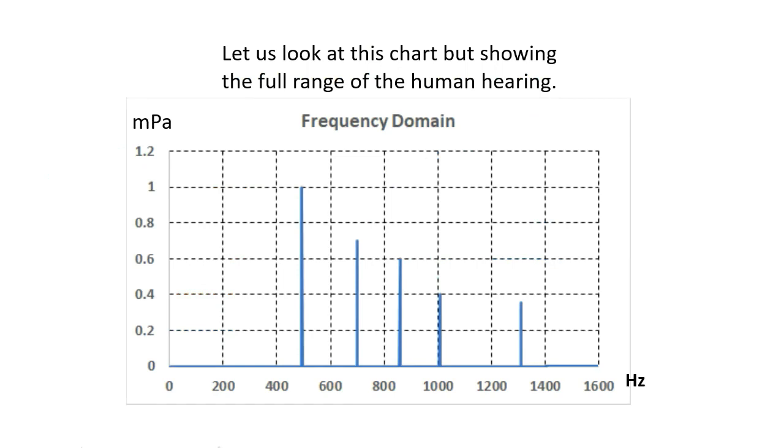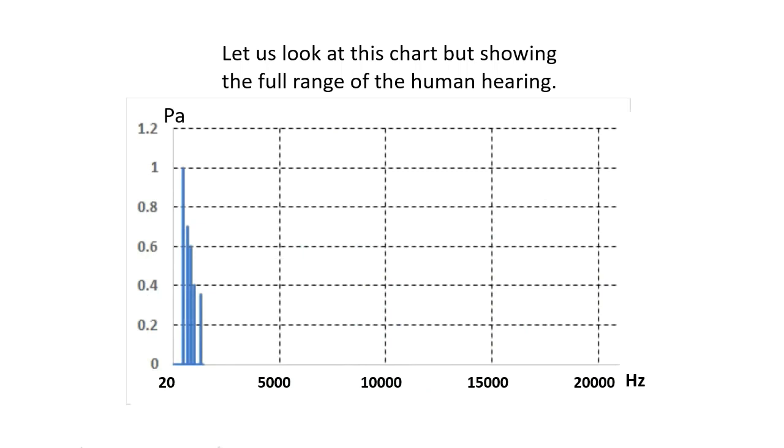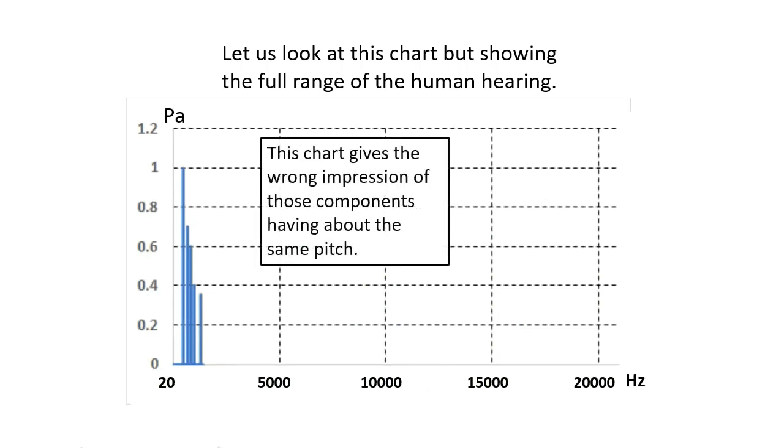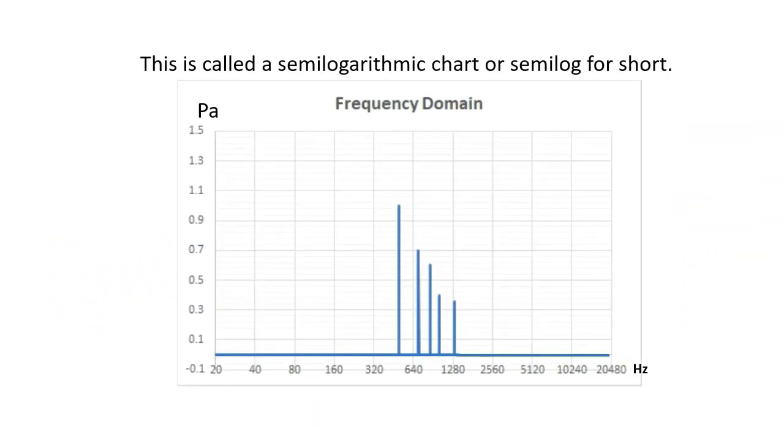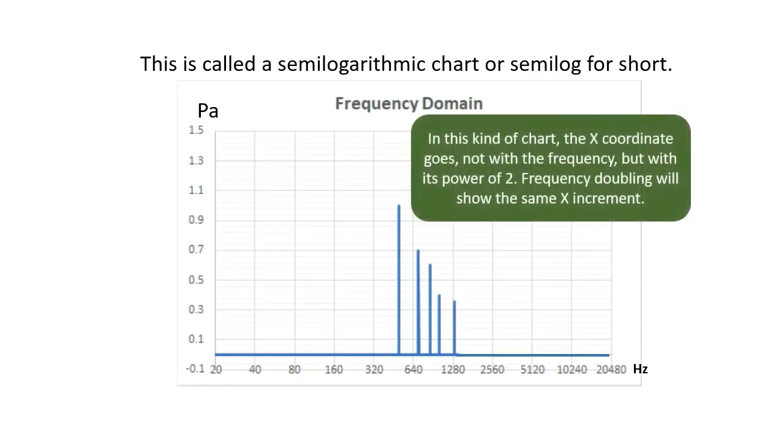Let us look at this chart by showing the full range of the human hearing. This chart gives the wrong impression of those components having about the same pitch. The pitch sensation has a logarithm relation with the frequency. Every doubling of the frequency produces the same pitch increment. This is called a semi-logarithm chart, or semi-log for short. In this kind of chart, the x-coordinate goes not with the frequency, but with its power of 2. Frequency doubling will show the same x increment.